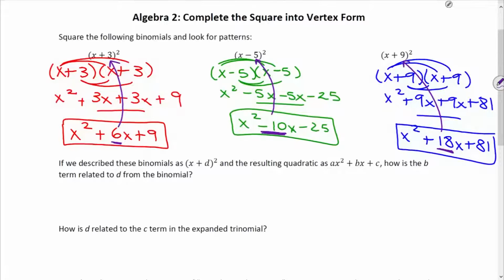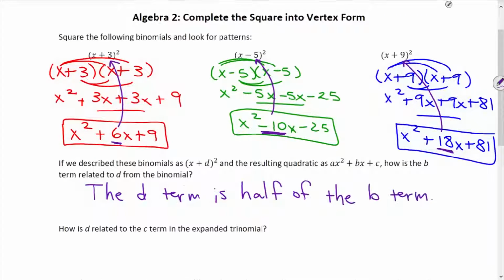Okay, you may notice that half of the b term is that starting d term. So half of b is equal to d. Now, the other pattern we need to look for is how is the d term related to the c term? How is this term related to that term? How is 9 related to 81? Well, that came from 3 times 3, and so I can square that d term and find the c term.